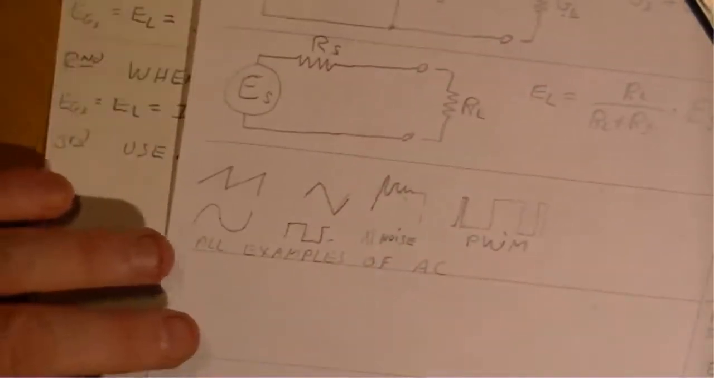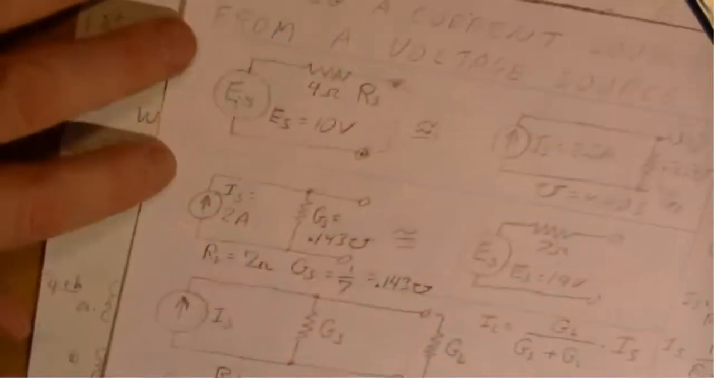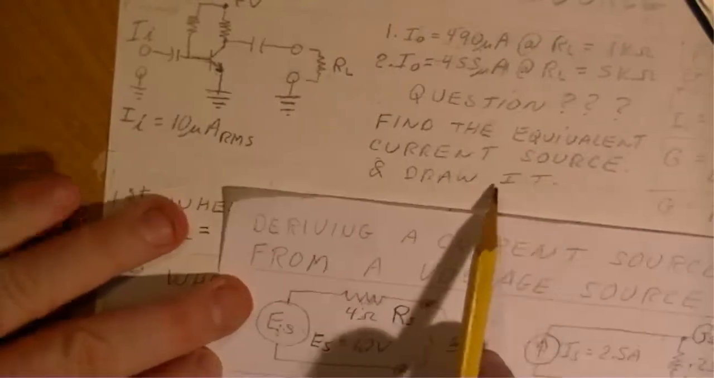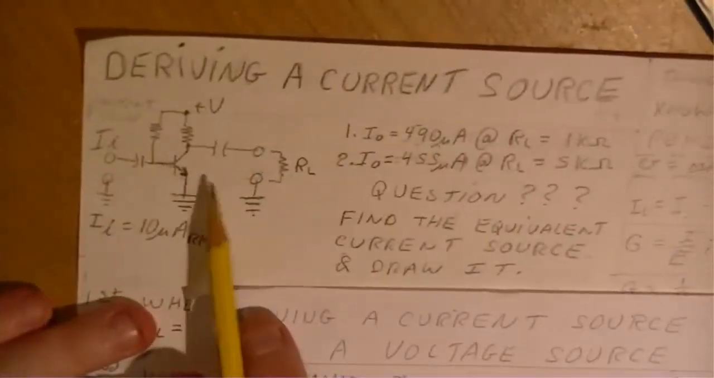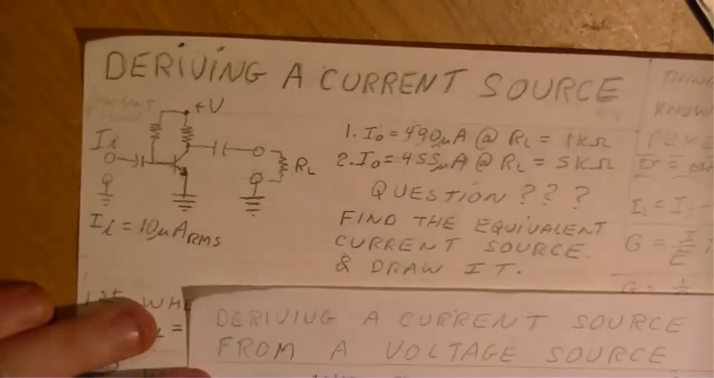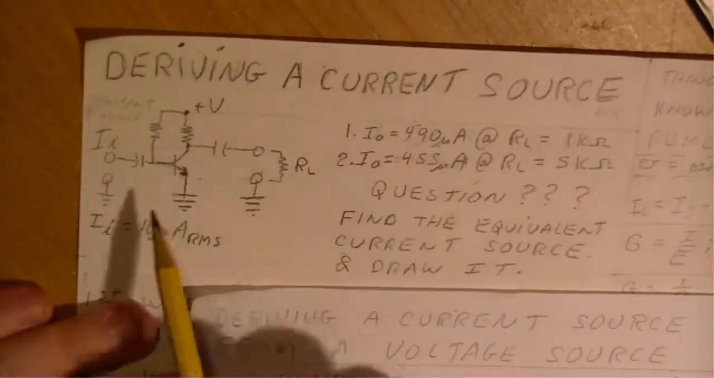So remembering dualities, remembering the voltage divider formula, and the fact that all these are AC signals is all important in determining the answer. The ultimate question here, in this particular example, is how to find the equivalent current source of this particular common emitter amplifier, and then draw it. What does the current source look like for this common emitter amplifier, or the duality of this? Now, as you can see, there are no component values.